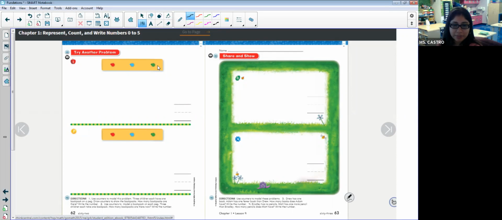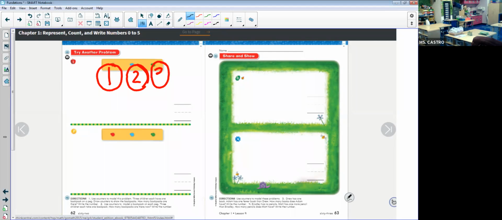So let's go back to the problem. 3 children each have 1 backpack. So we have a child that has 1 backpack, another child, and another child. So we're going to illustrate that. The 3 children. Here's child number 1 on the red peg. Here is child number 2 on the blue peg. And here is child number 3 on the green peg.